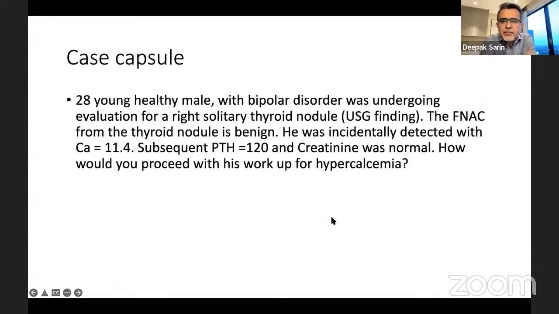So I have this, Garima, if you can take this question. It's a 28-year-old young healthy male with bipolar disorder, was undergoing evaluation for a right solitary thyroid nodule. The FNA from the thyroid nodule is benign. He was incidentally detected with calcium of 11.4, and subsequently the PTH came back as 120. Creatinine was normal. How would you proceed for his workup for hypercalcemia?